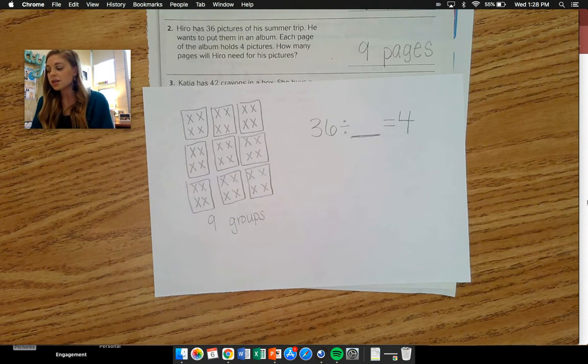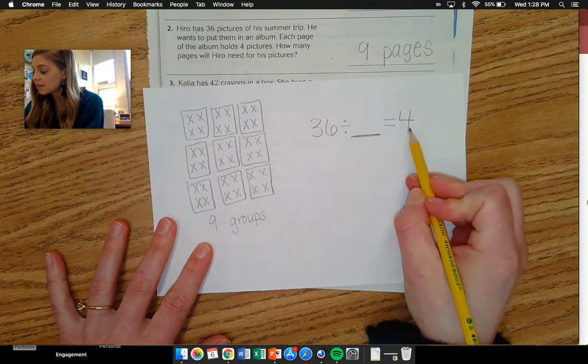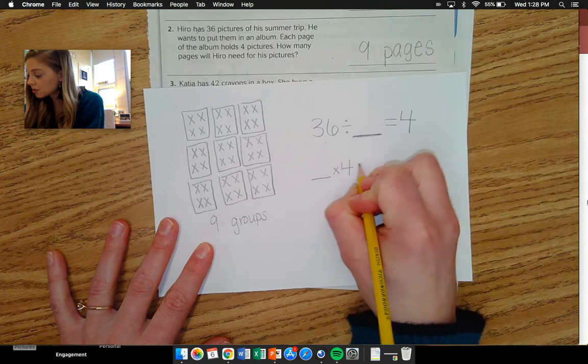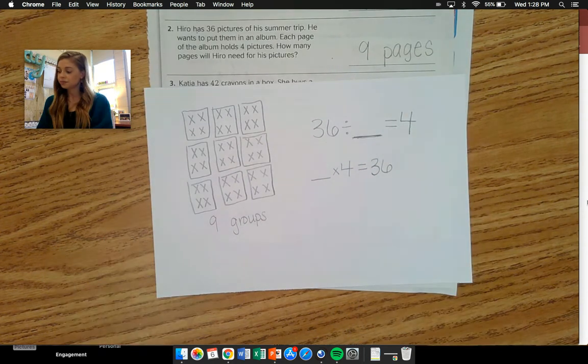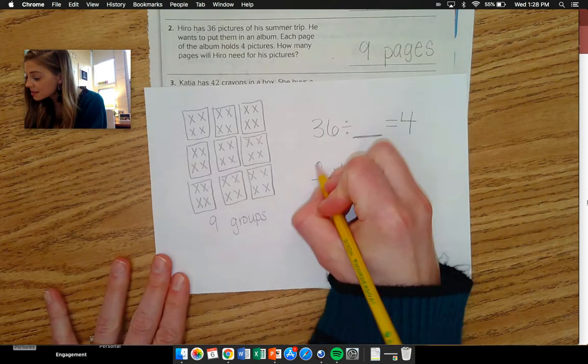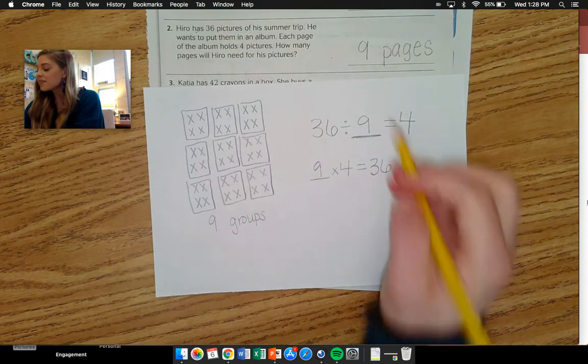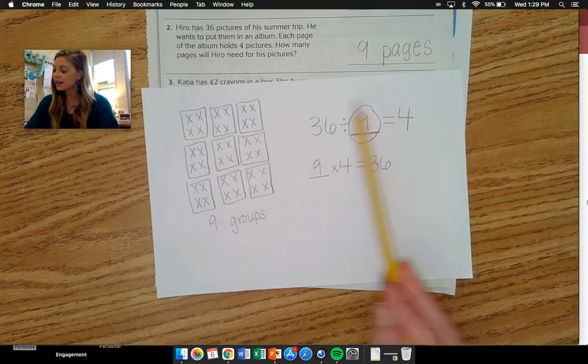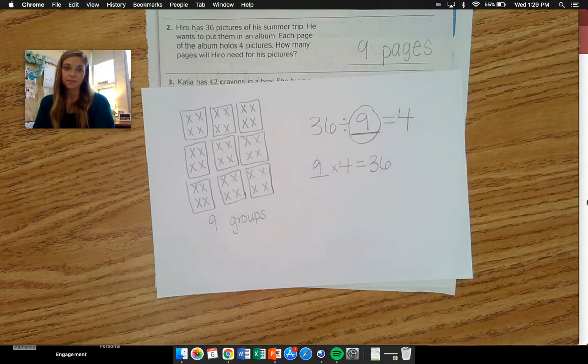And I can use multiplication to do this because I know that this times 4 will equal 36. So what times 4 equals 36? If you're thinking 9, then you are correct, right? 9 times 4 equals 36. So we have 9 groups, 9 pages, and that's the same answer we got when we drew a picture. But this way, it just took less time. That's why it's really important for you guys to keep practicing those multiplication facts and get really, really good at them because they're going to help you with division.